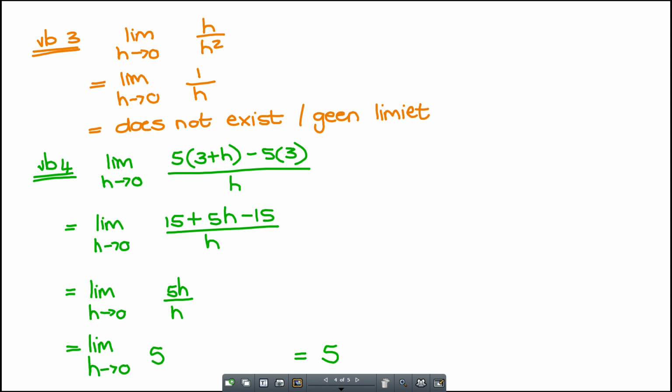Okay. When there's no h, you did simplify up until where you couldn't go any further. 5. And at this point, I have to substitute in h is 0. There wasn't any h, so it is just that number 5.